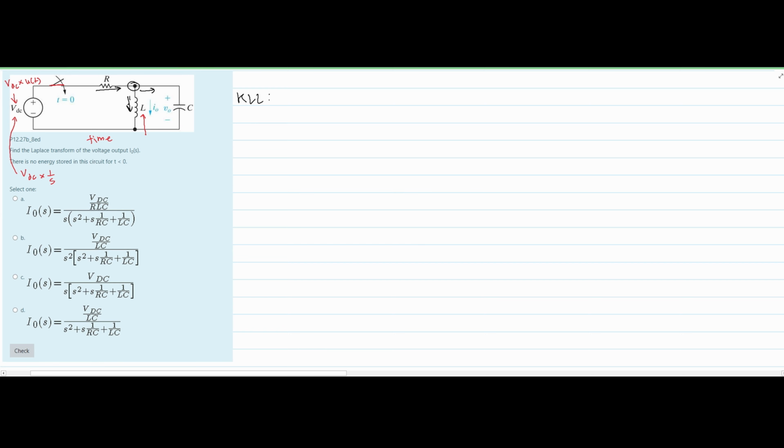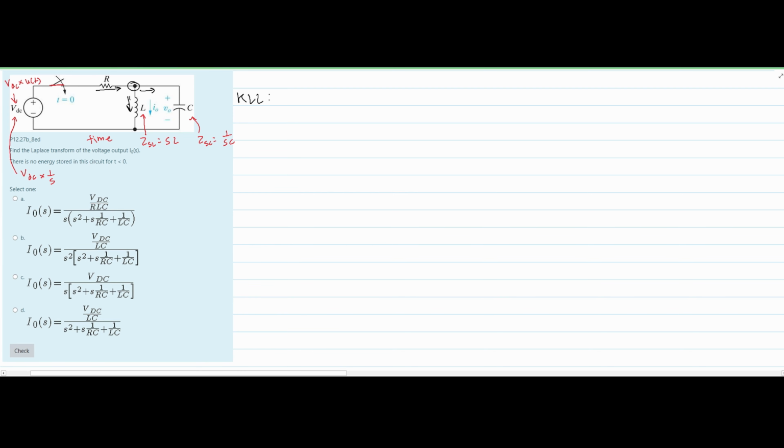This is not just an L. It is now a Z of S, S times L. And normally, when we are switching to impedance, it's going to be j omega L. However, for this, it's just going to be S times L. Similar to this, the capacitance is going to be Z of S, and we are going to have 1 over S times C.